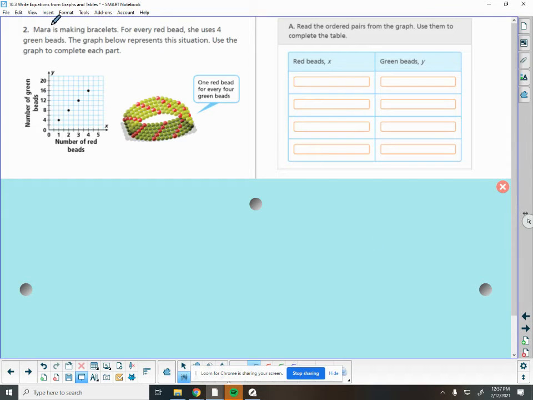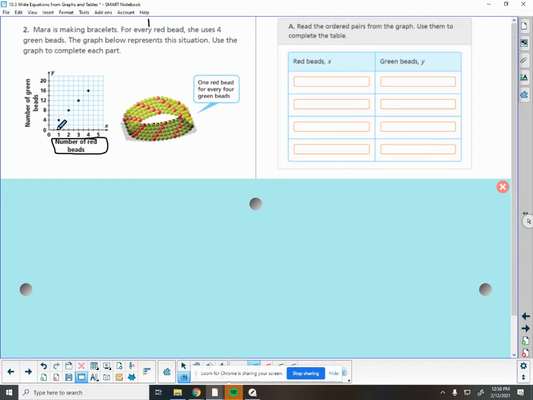Task 2 tells us that Mara is making bracelets. For every red bead, so every one time she uses a red bead, she uses 4 green beads. You can kind of see that here, right? 1 red bead and then 1, 2, 3, 4. 1 red bead, 1, 2, 3, 4 green beads. So it's following that pattern to wrap around. The graph below represents this situation. On the bottom, we have red, and going up the side, we have green. So X is red, green is Y.